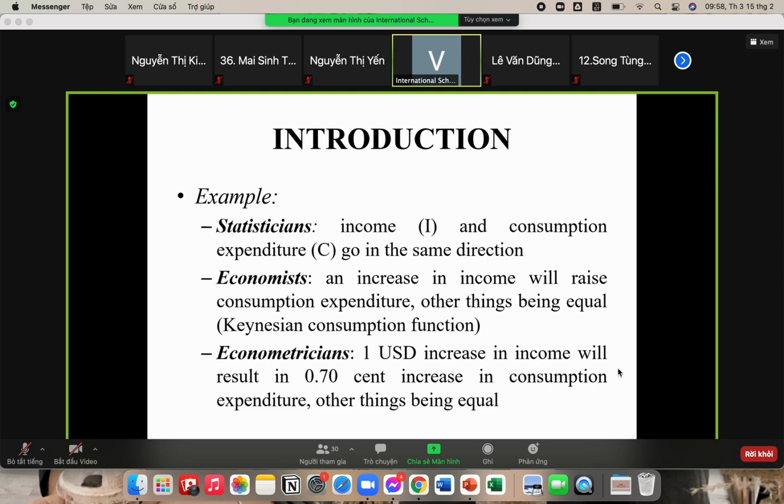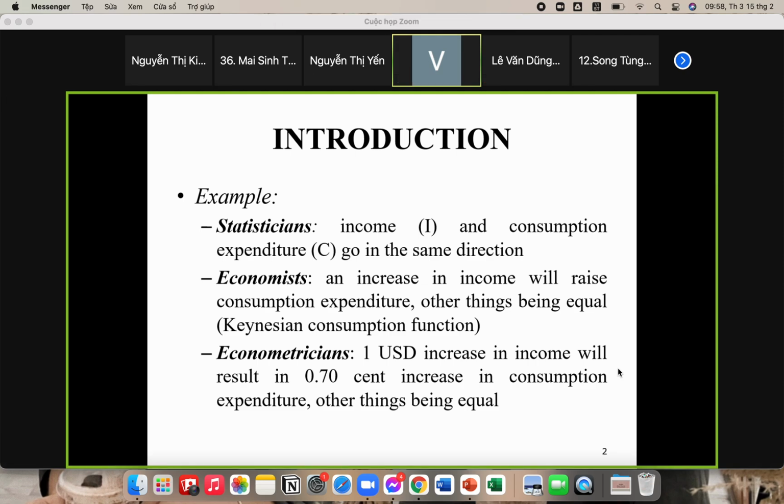Macroeconomics, and now we study econometrics. So maybe you could ask yourself, what are the differences among these subjects? Here I give you an example so that you can have a brief idea of the difference among these subjects. For example, we want to analyze the relationship between income and consumption expenditures of households, right? So that means here we have two variables, income and consumption expenditures.